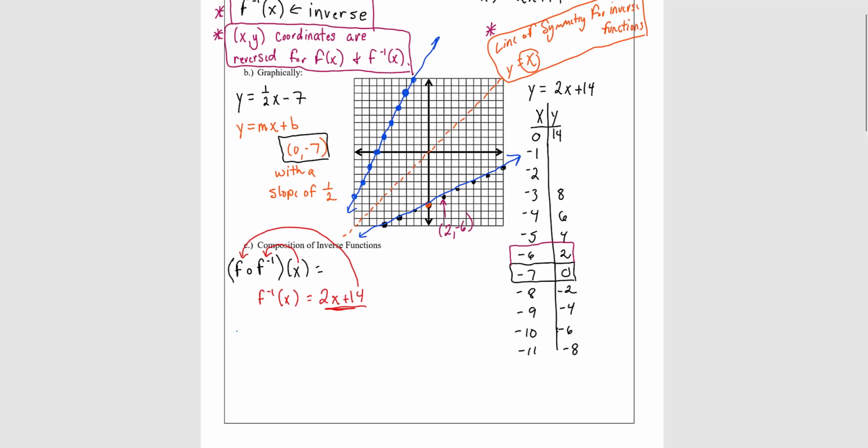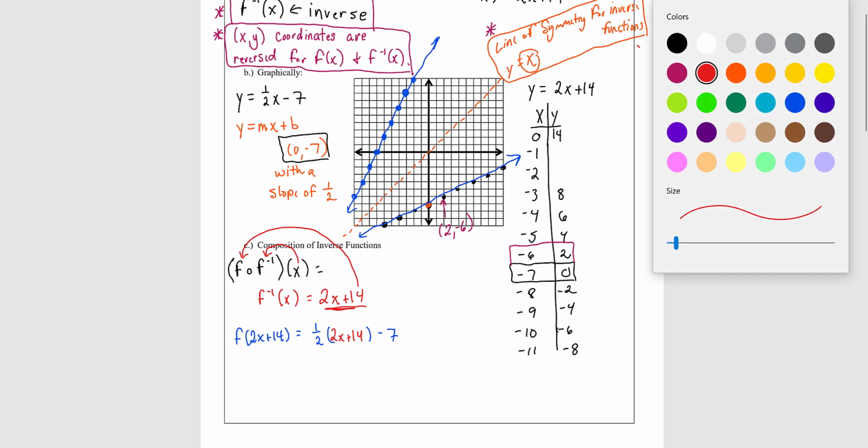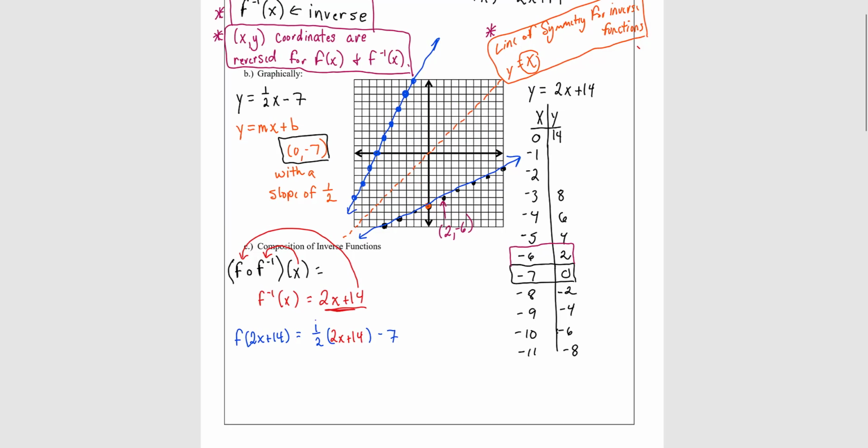So the f function was originally 1/2 x minus 7, but now it's going to become 1/2 times 2x plus 14, minus 7. And pretty simple math here is going to yield our final answer. Distribute the 1/2. So that's going to become 1x plus 7 minus 7, and the 7s of course cancel, and we're left with x.